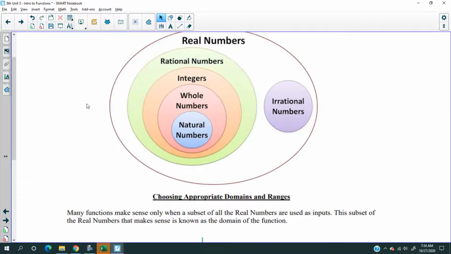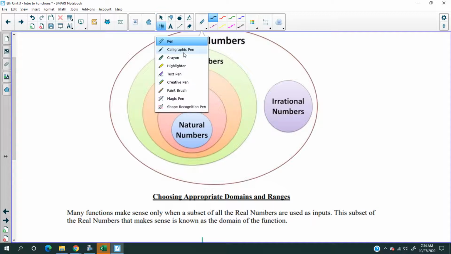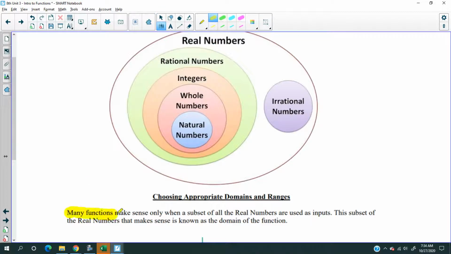All right. So now, how do you choose appropriate domain and ranges? I'll just read this real quick and I'll highlight it as I read. All right. So here it says, many functions make sense only when a subset of all the real numbers are used as input. So what's a subset of real numbers? Right here, like everything that's inside.